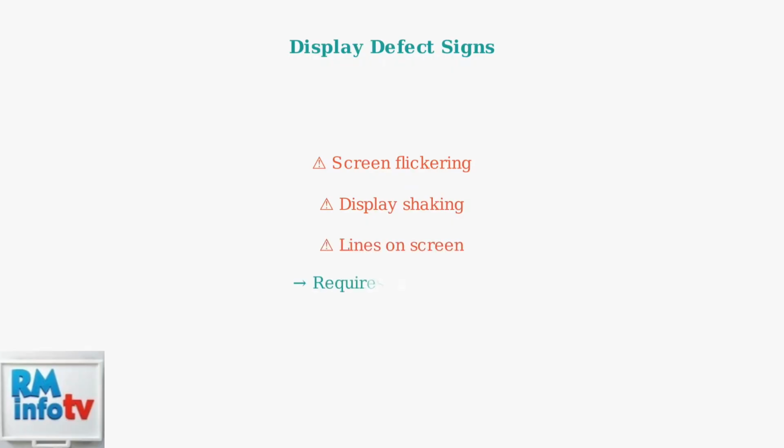If Wi-Fi troubleshooting doesn't help, you may be dealing with a hardware defect. Watch for signs of a defective display. If your screen flickers, shakes, or shows lines, this indicates an internal display fault that requires replacement.